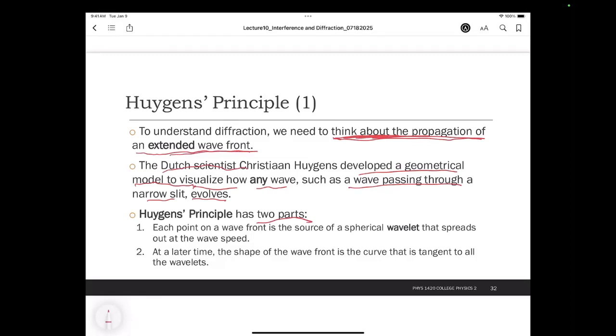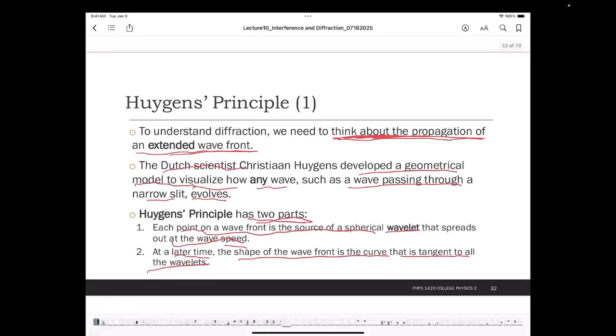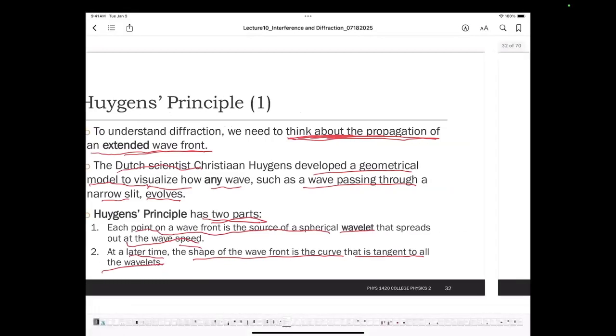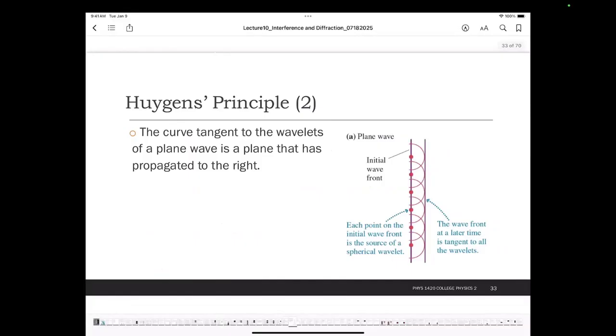For the Huygens principle, there are two parts. Each point on a wavefront is a source of a spherical wavelet that spreads out at the wave speed. At a later time, the shape of the wavefront is a curve that is tangent to all the wavelets. This is the Huygens principle. Let's talk about more. You can see here the curve tangent.